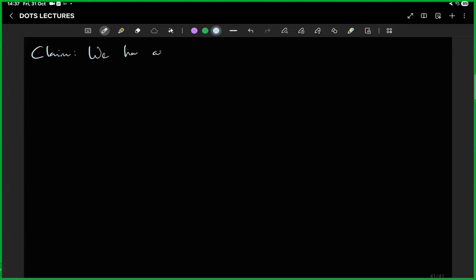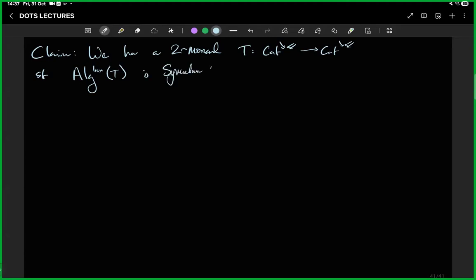We have a 2-monad, T, on the underlying data for systems theories, such that Alg_lax of T is symmetric monoidal loose right modules plus lax morphisms.